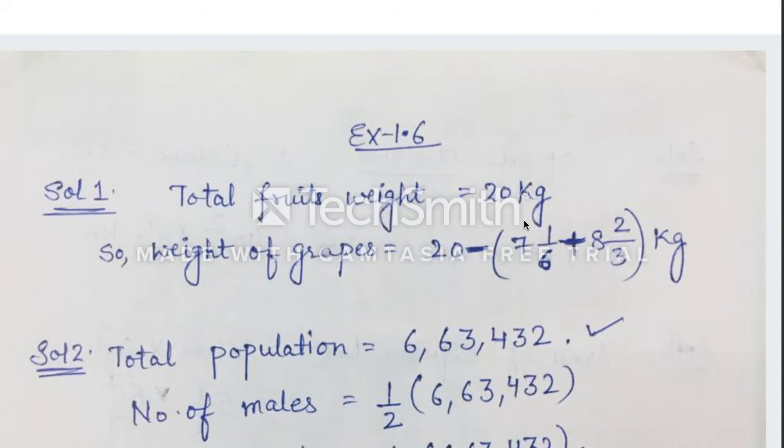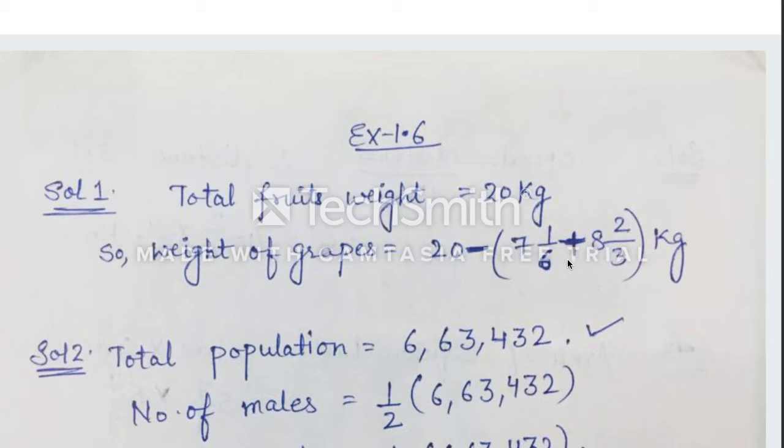And 8 2 by 3 kg of these are apples. So what is the mass of the apples? 8 2 by 3 kg. The question is, find the mass of the grapes in the bag. So students, 7 1 by 6 is the mass of the oranges, 8 2 by 3 is the mass of the apples, and 20 is the total weight of the fruits in the bag. So what will be the mass of grapes in the bag?